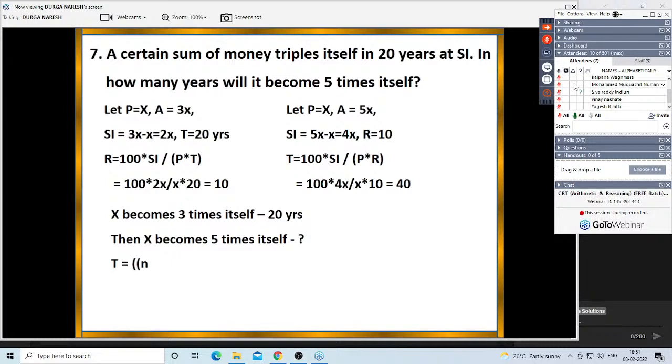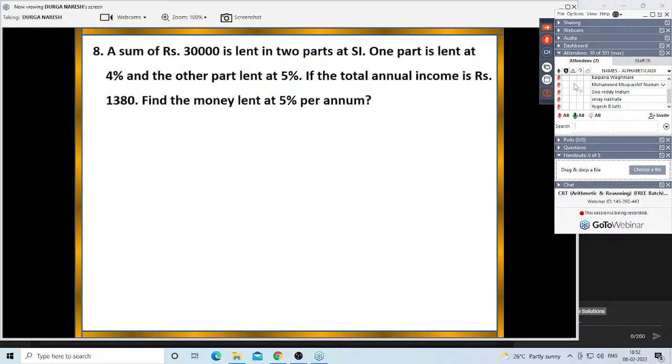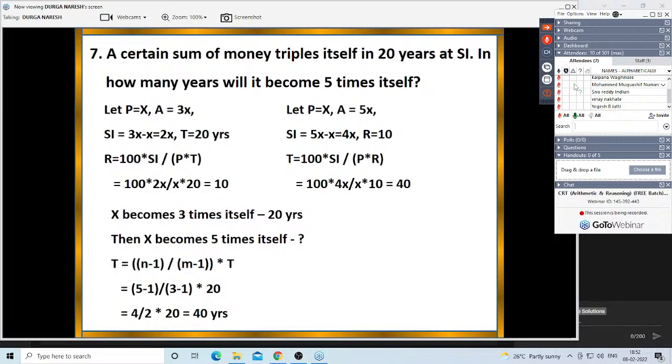5 times is the m value and 3 times is the n value. Whatever the formula, you have to remember that. But don't memorize this one, because in my example the n value is 5 and the m value is 3, but previously I told you that the n value is the initial number and the m value is the finding number. What is the answer? 4 by 2 into 20, 40 years. Any doubt? Next model.